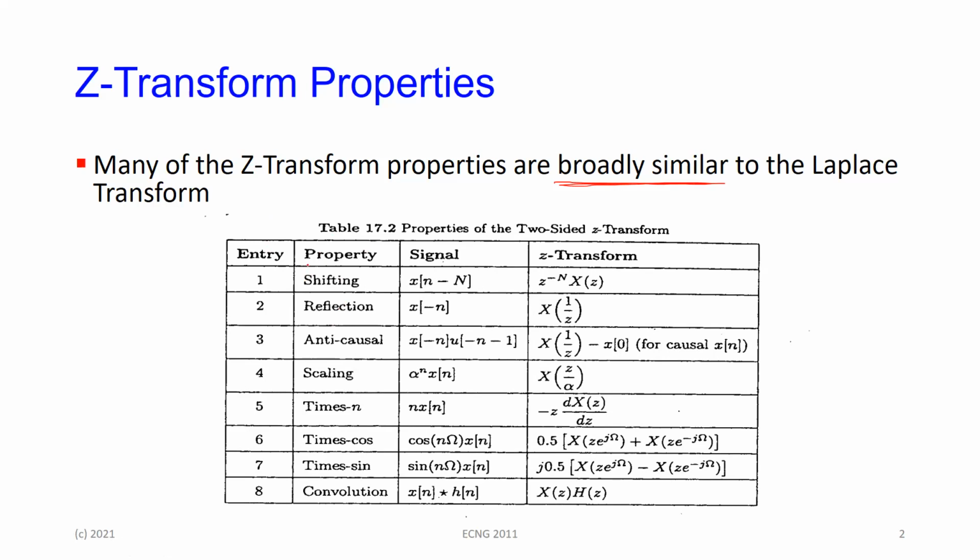This one, when you shift in time, this is what we were just talking about. If you shift in time, then whatever the original Z transform was, you multiply it by Z to the minus whatever the shift was.